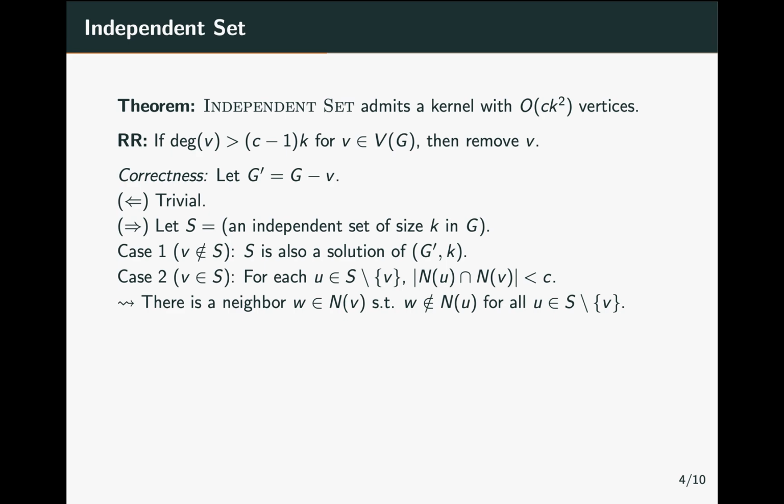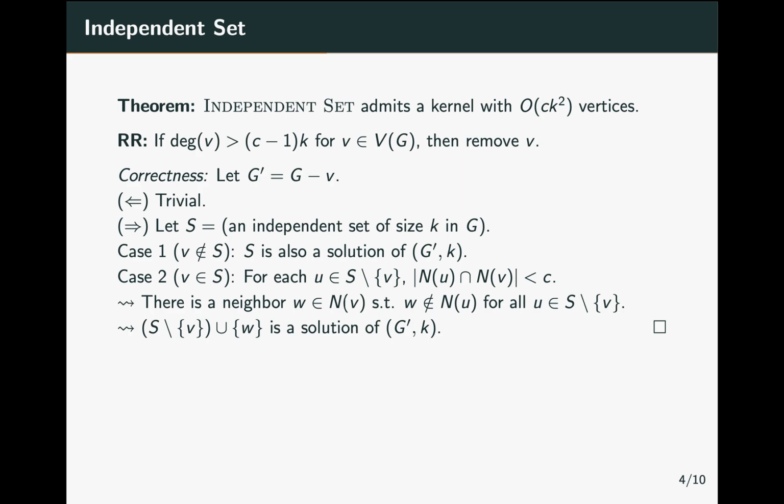So it means that since B has a lot of neighbors, there must exist some vertex in the neighborhood of B that is not adjacent to any other vertices of S. Let's call it W. Then S minus B plus W is going to be our independent set of size k. So now we've shown that the reduction rule is correct.